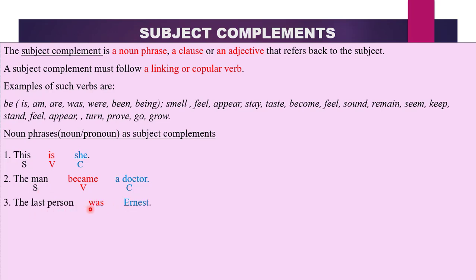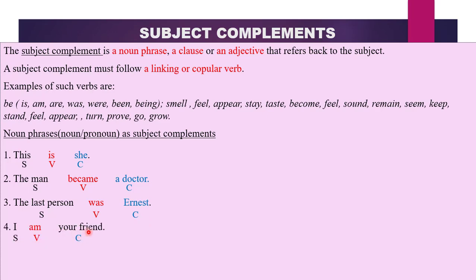The last person was Ernest. Who is the last person in this sentence? Ernest. Ernest is who? Last person. Therefore, Ernest refers back to the subject. Subject complement. So we will have SVC. And look at the kind of verb that we have. It is not an action word. It is a linking verb. So whenever you see linking verbs and there are noun phrases, clauses or adjectives after them, they will function as complements and not objects. The last one, I am your friend.